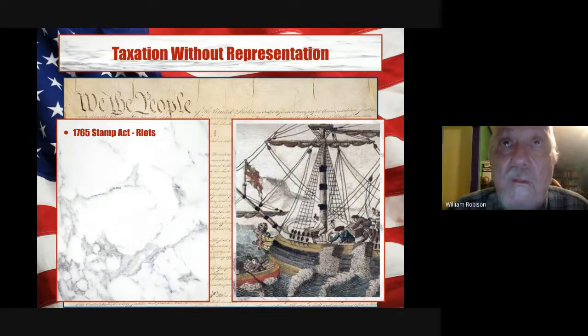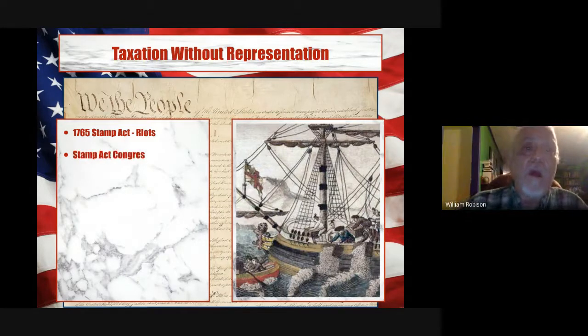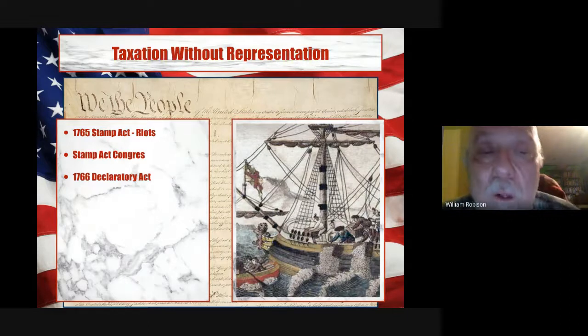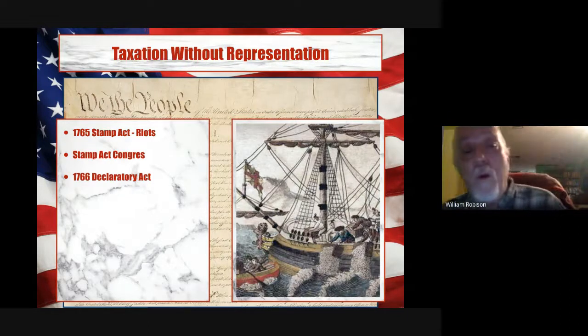We didn't invent that this year. There was also a Stamp Act Congress that had two S's. In 1766, this worked so well that Parliament repealed the Stamp Act, but passed another act saying we can do this again anytime we want to.